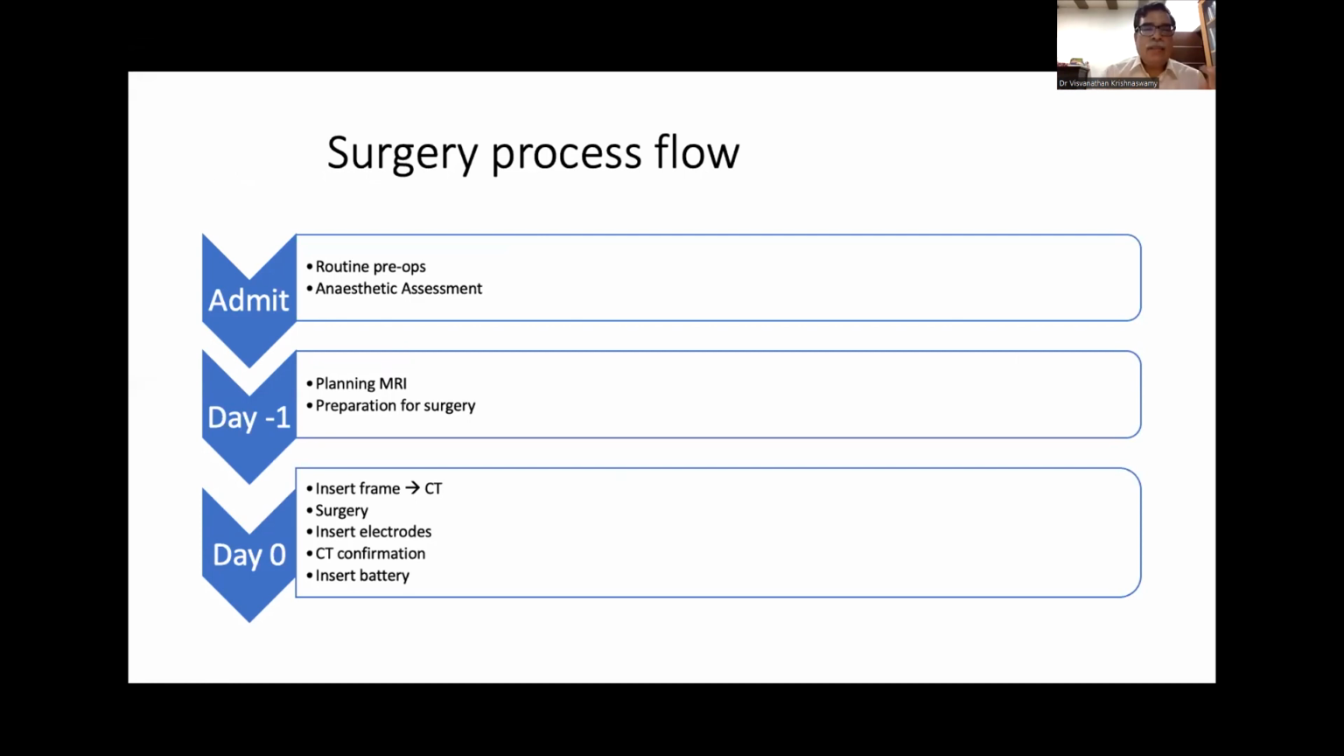On the day of surgery, the frame is fitted. We take the patient back, and then the CT is done. The CT images are fused with the pre-op MRI, and then the surgery goes on. Once the electrodes are correctly in place, the patient gets another CT to check whether it's positioned properly. The patient then goes in for general anesthesia, where a battery is inserted.